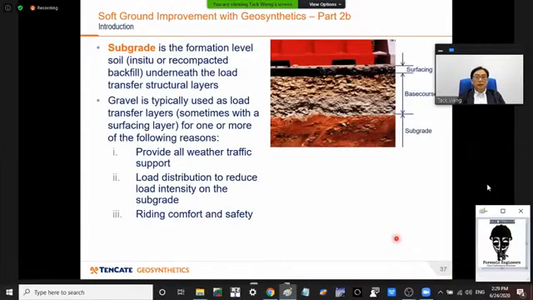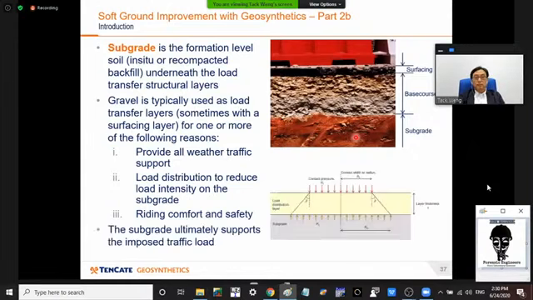And here, gravel is typically used as a load transfer layer. This is a cut section of a road pavement. You can see here, this is a subgrade, the base course, which is basically gravel, and a thin surfacing, which is asphalt. It provides all-weather traffic support. The gravel layer also distributes the load to reduce the intensity of the load as it meets the subgrade. And the whole system provides you riding comfort and safety.